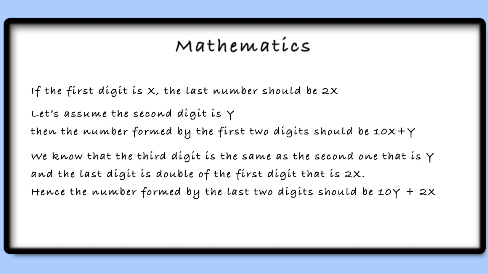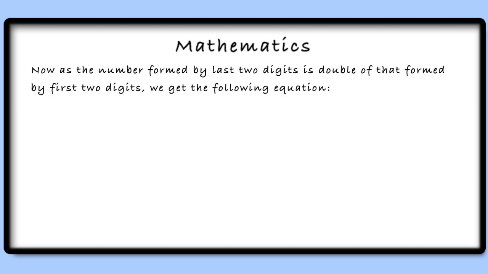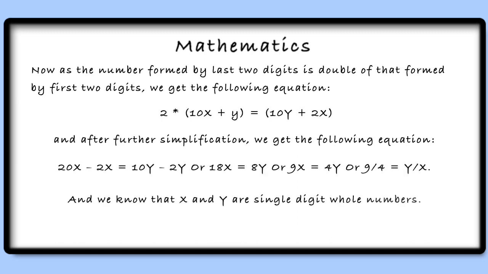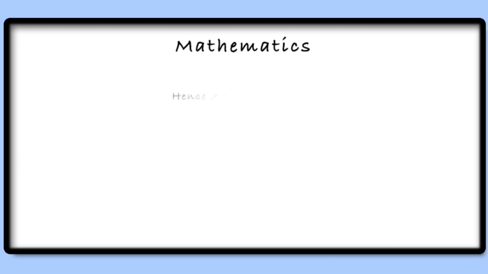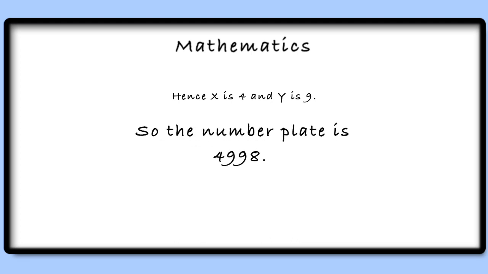Hence, the number formed by the last two digits should be 10y plus 2x. Now, as the number formed by last two digits is the double of that formed by first two digits, we get the following equation. And after further simplification, we get the following equation. And we know that x and y are single digit whole numbers. Hence x is 4 and y is 9. So the number plate is 4998.